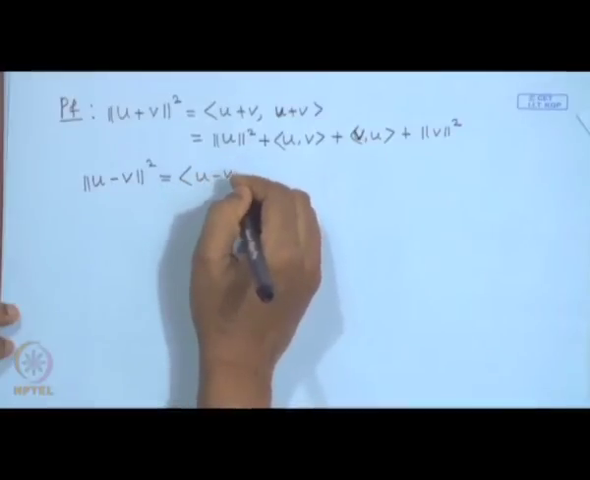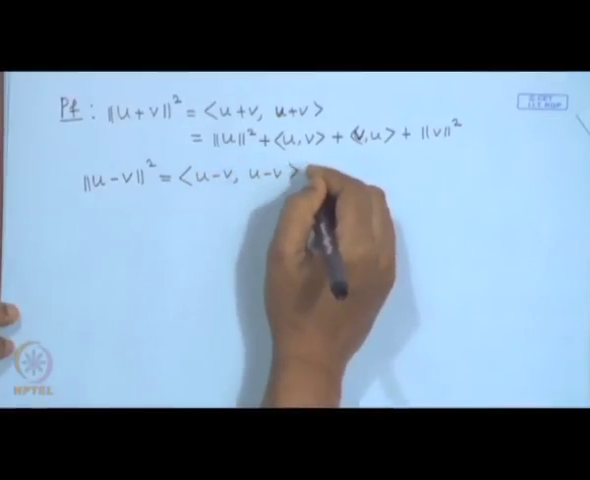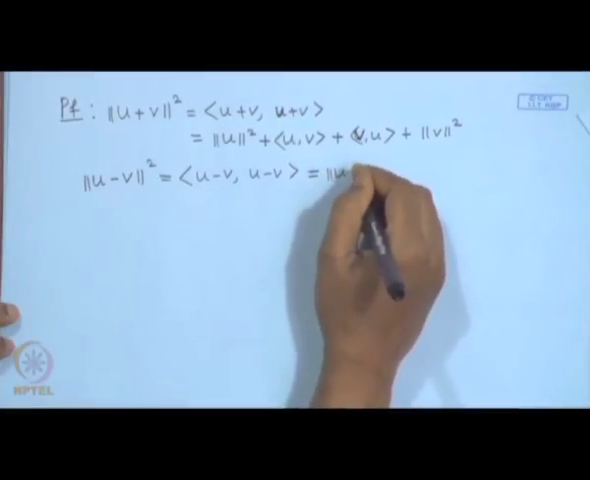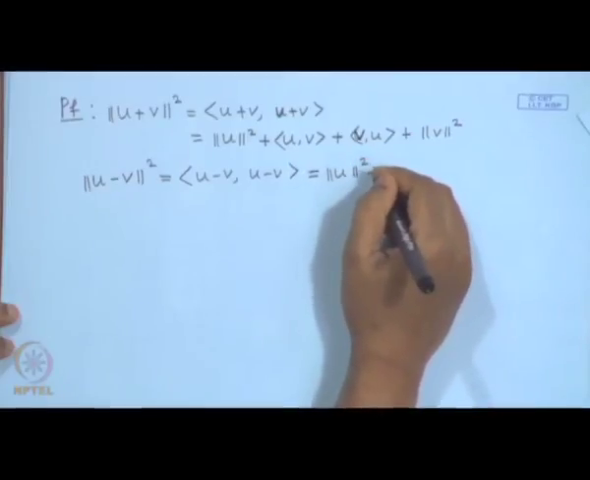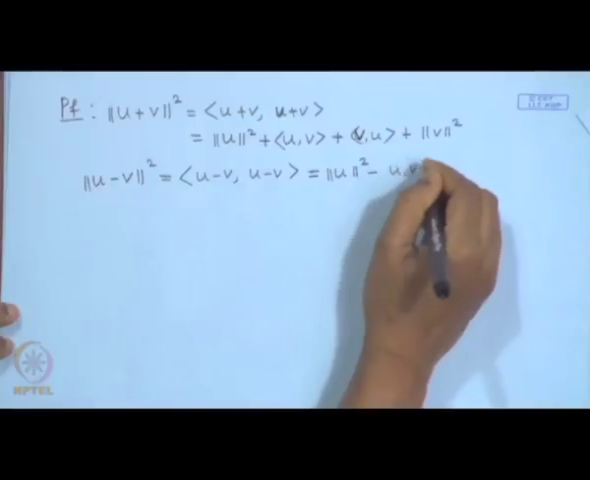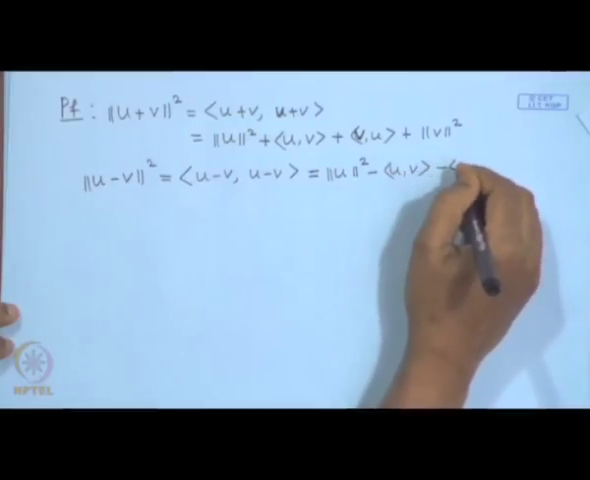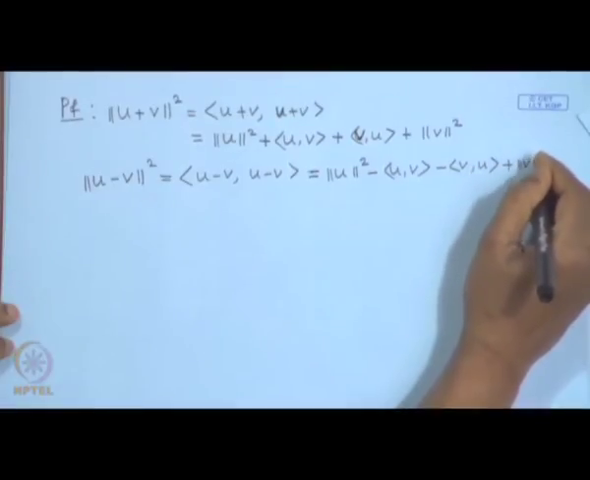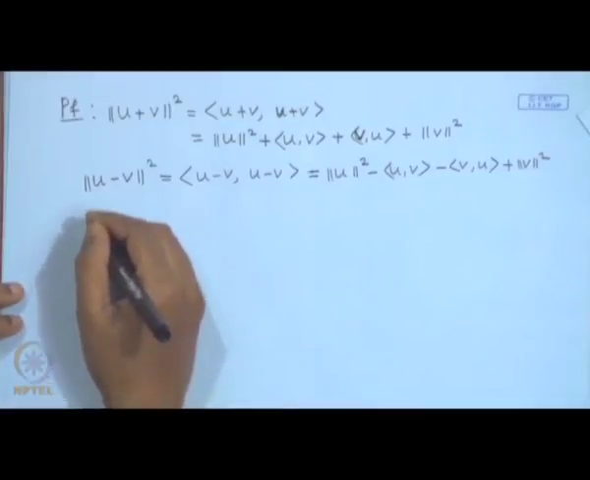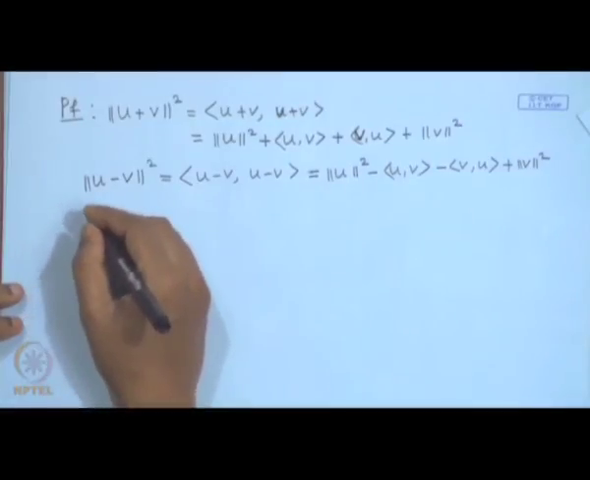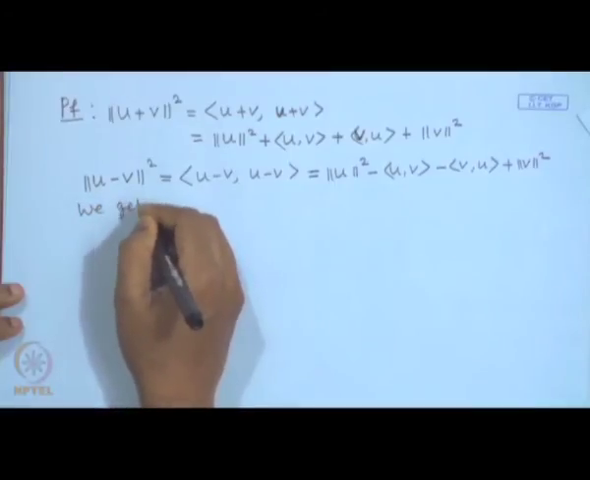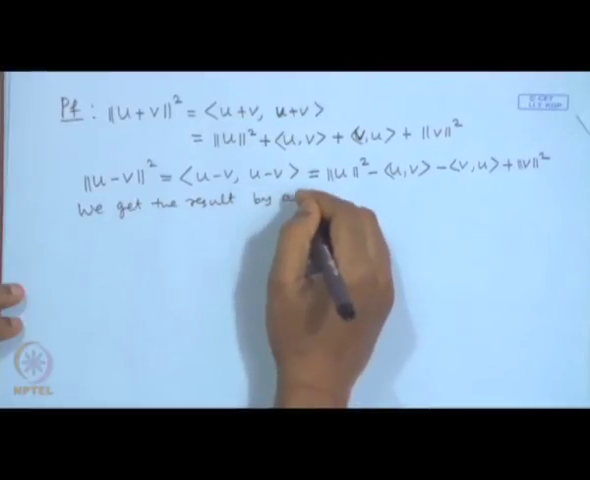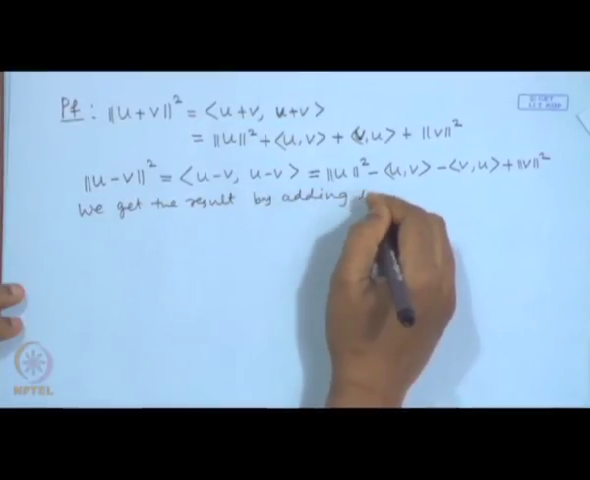and similarly the square of norm of u minus v is equal to the inner product of u minus v with itself, and that is equal to square of norm of u minus inner product of u, v minus inner product of v, u plus square of norm v. We get the result by adding these two.